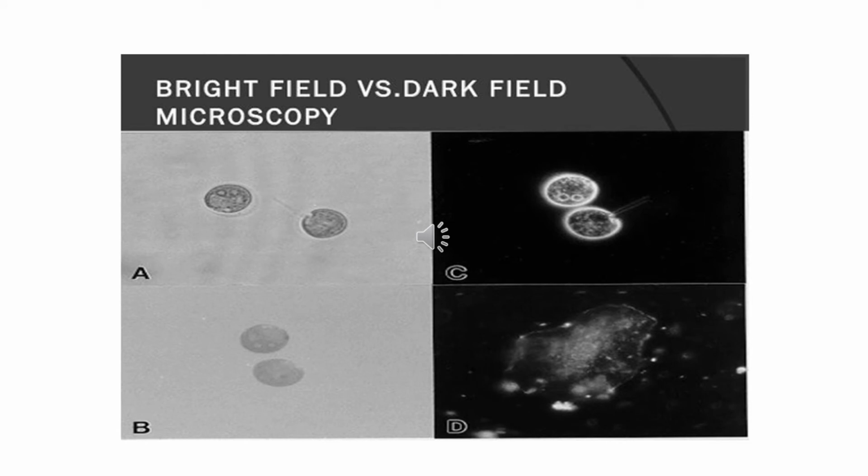So this is the image of dark field and bright field microscopy, or we can say the comparison. If we talk about the bright field, the background is bright and the object is dark. In the dark field, the background is dark and the object is bright.